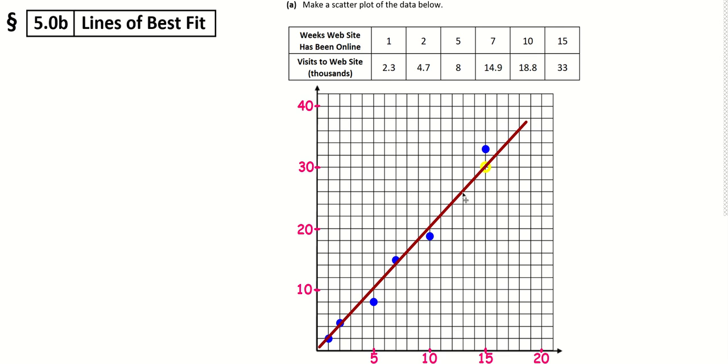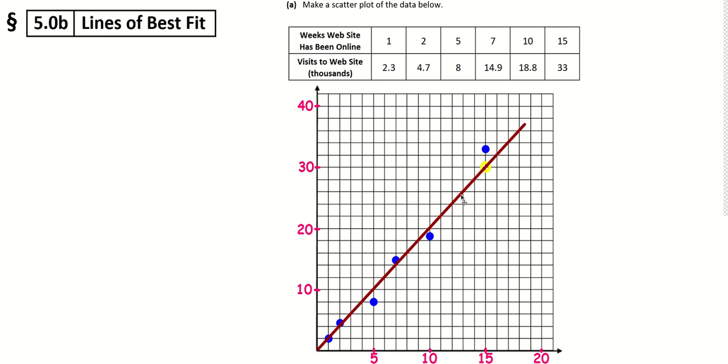I don't know if that's a perfect rule of thumb, but if it was really important to be exact with this line of best fit, you might need a computer to take this data and spit out what the perfect line of best fit would be. Because if you just had to eyeball it, everyone would be drawing a different line.